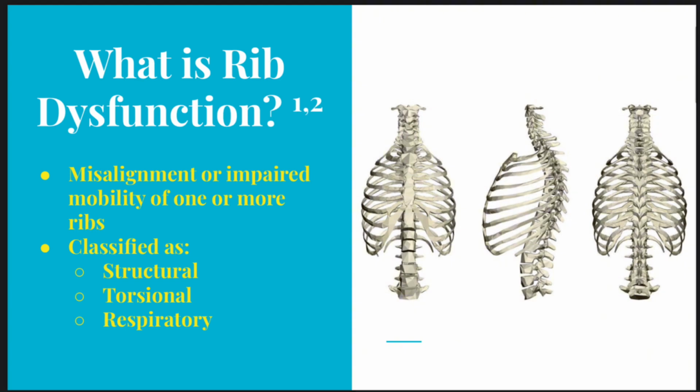So rib dysfunction refers to the misalignment or impaired mobility of one or more ribs, and this can significantly impact movement, breathing, or posture. It's classified into 3 main categories. So you have structural, torsional, and respiratory. So structural occurs due to trauma, joint displacement, or mechanical stress of the ribs. And then torsional can result from abnormal twisting or rotation. And then respiratory just affects how the ribs move during breathing.